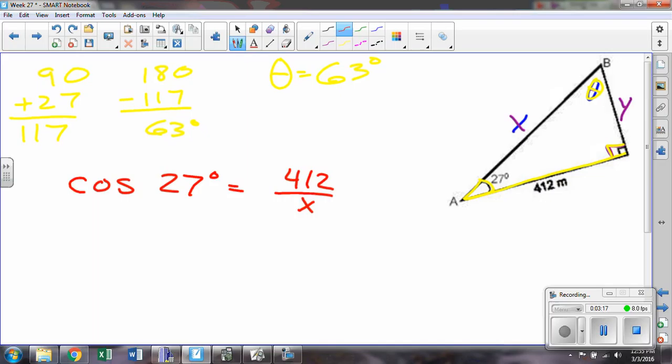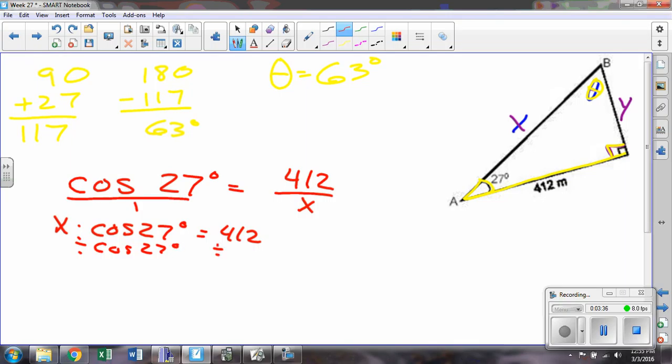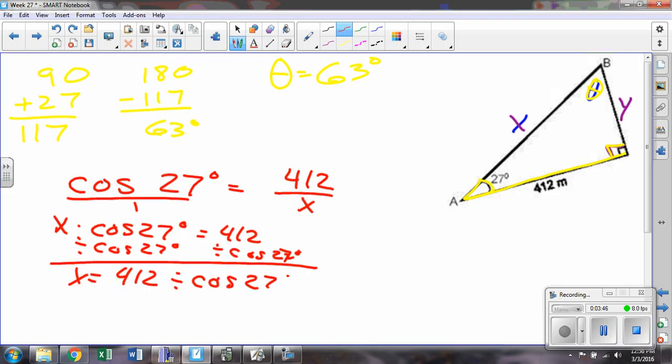And now we have to solve this equation. And so we've seen before that we'd be able to set up a proportion, cross multiply, telling us x times the cosine of 27 degrees equals 412. And with this piece of division, we get precisely what we'd have to type into our calculator. X is equal to 412 divided by the cosine of 27 degrees.